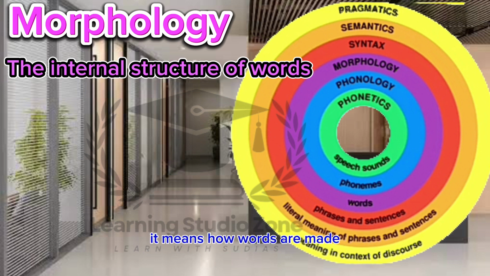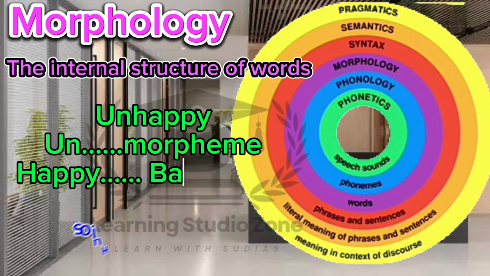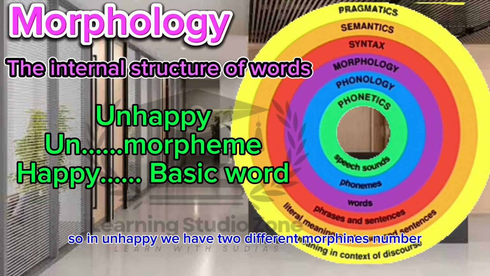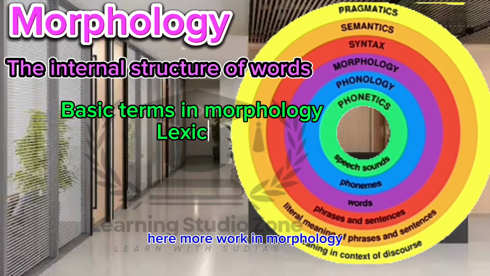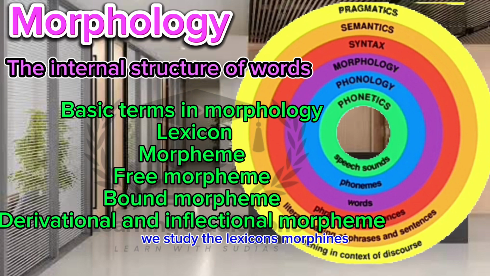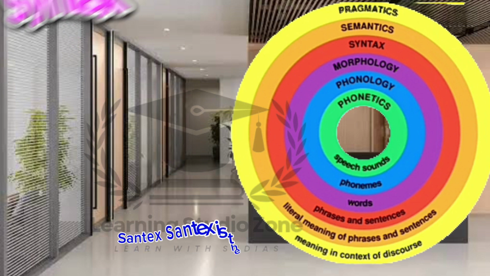It means how words are made. It deals with the internal structure of words and the relationships among words. For example, we have the word unhappy. In unhappy we have two different morphemes. Number one, un is an affix and happy is a basic word, which we call the root of that word. So one is the basic word while the other is a morpheme. Moreover, in morphology, we study lexicons, morphemes, and the types of morphemes like free morpheme, bound morpheme, inflectional morpheme, and derivational morpheme.